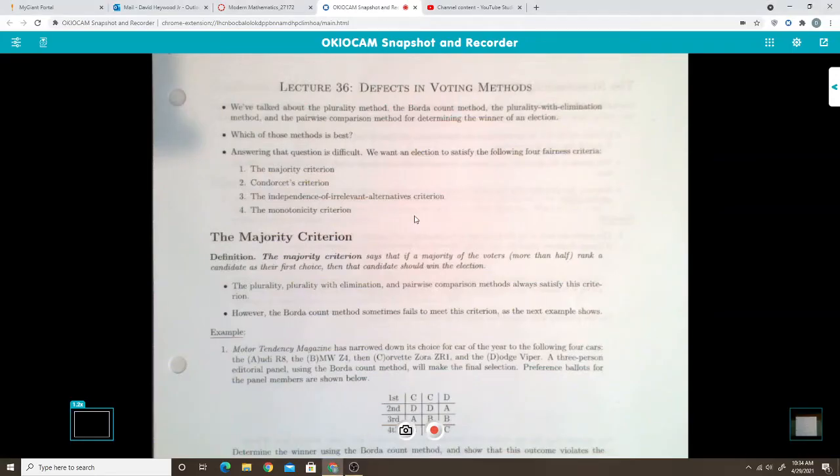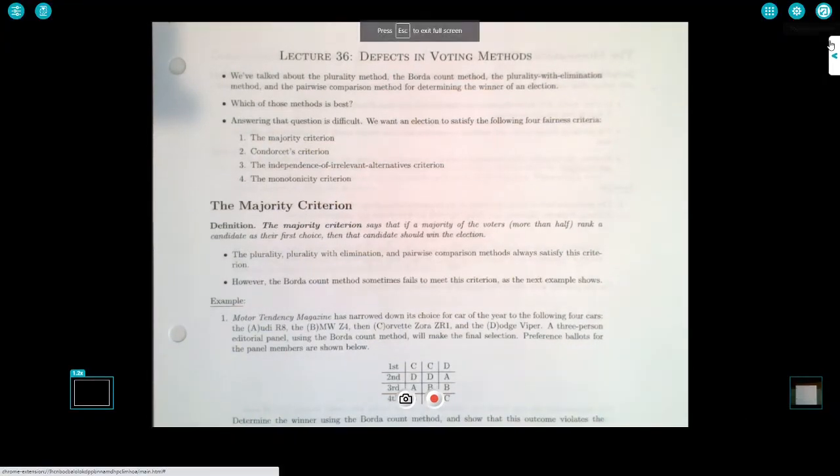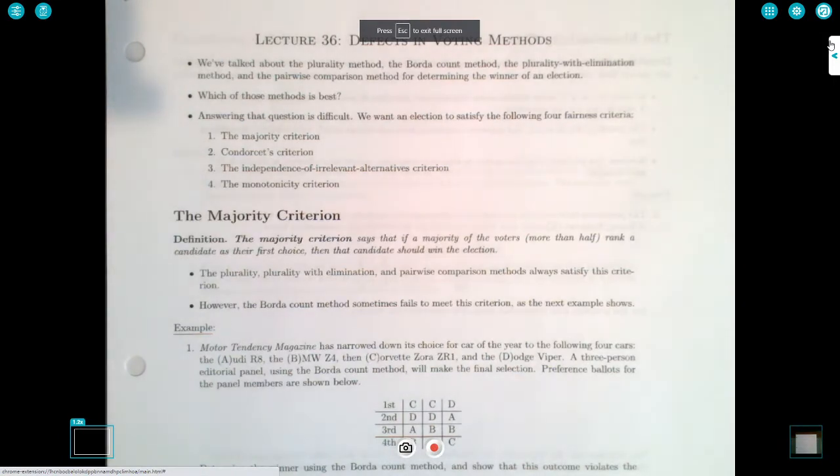Okay, so moving on, this is the last piece of information that we will cover in this class. If you're listening to this and you're coming to the tail end of Math 105, then congratulations. You've made it through the course. What we're going to talk about is defects in voting methods.